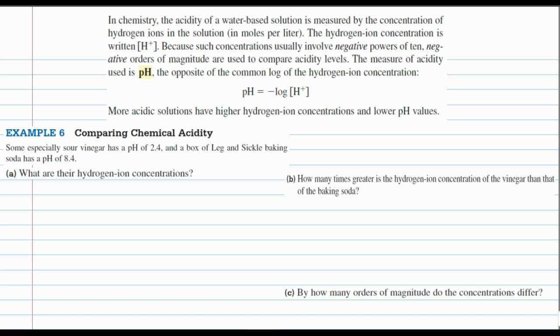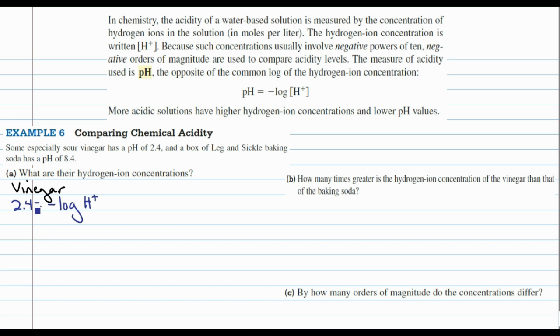Anyway, okay. So what are their hydrogen ion concentrations? So we're going to solve for H+. So let's try the vinegar first. The vinegar has a pH of 2.4, and that equals the opposite of the common log of its hydrogen ion concentration. So we just need to solve for H+.